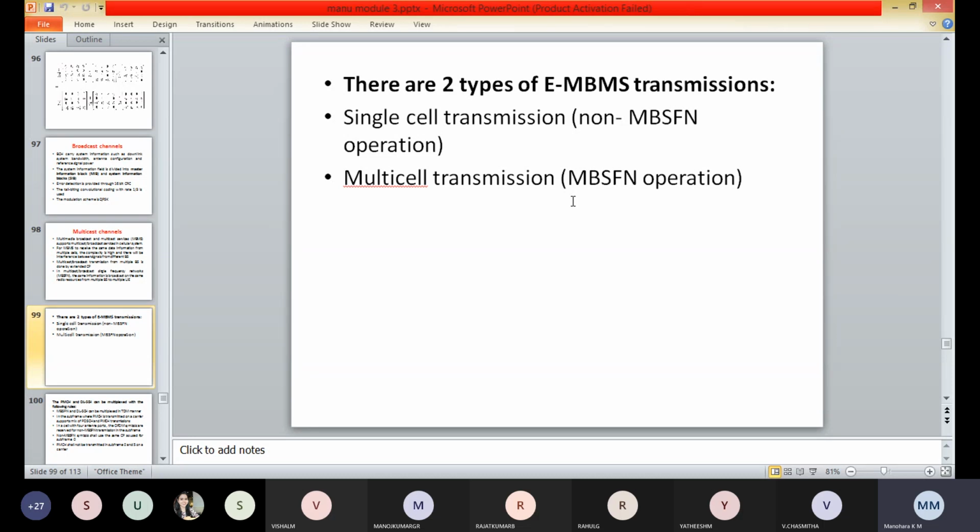In the multi-cell transmission, the MBMS service, that is MTCH and MCCH, is transmitted synchronously on the MCH, and the combining is supported. So in the multi-cell transmission, the combining is supported with the SFN operation.